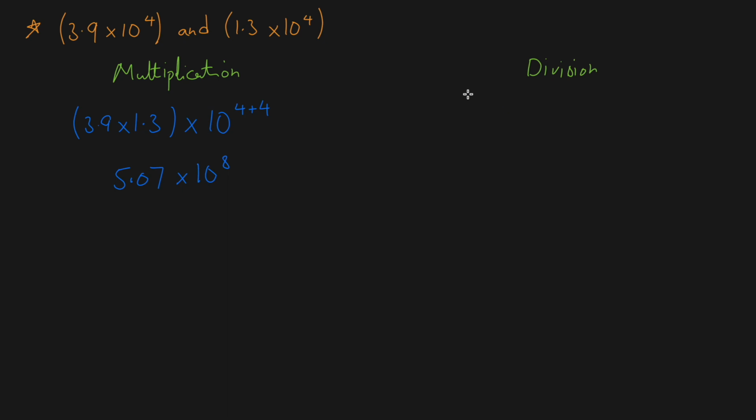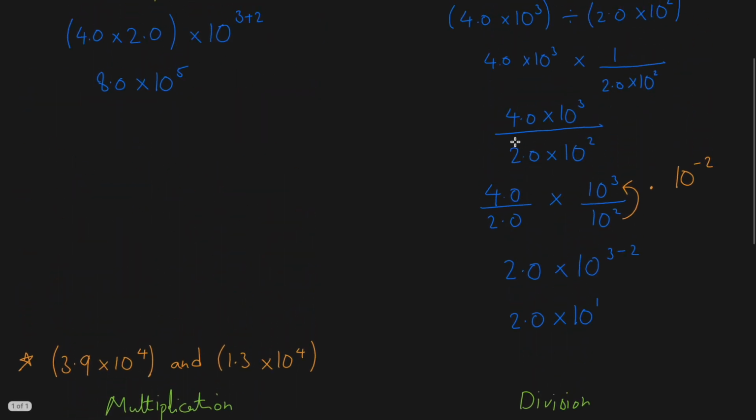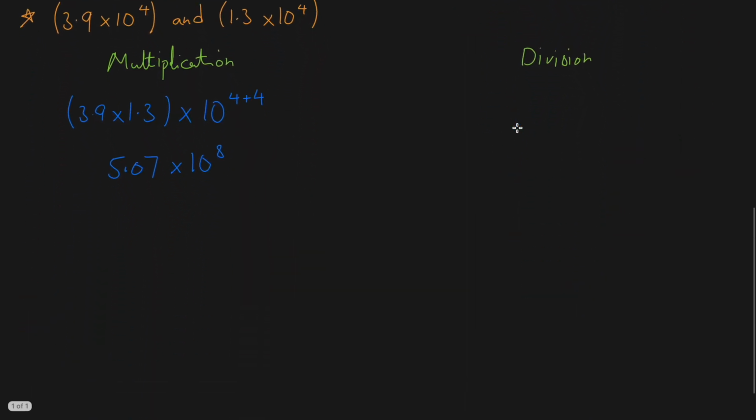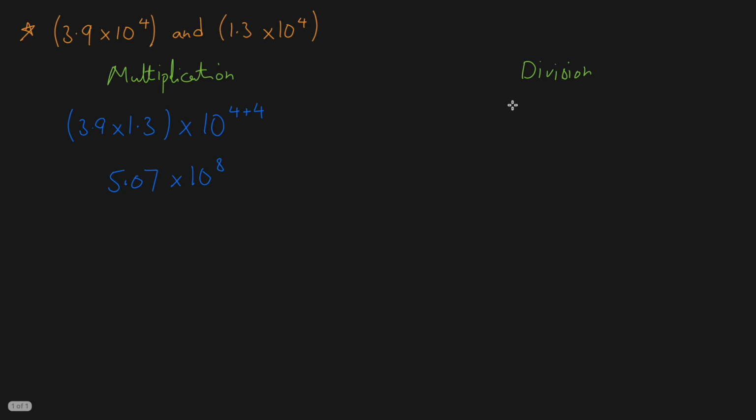So what will go for division? Here I just wrote some extra steps, so I won't do it here. So what will it be for division? So division, it will be 3.9 by 1.3 times, so here tens power 4 minus tens power 4. So here we have 3.0 times tens power 0 here. So that's why I wanted to include this example, so you might not get stuck on it.